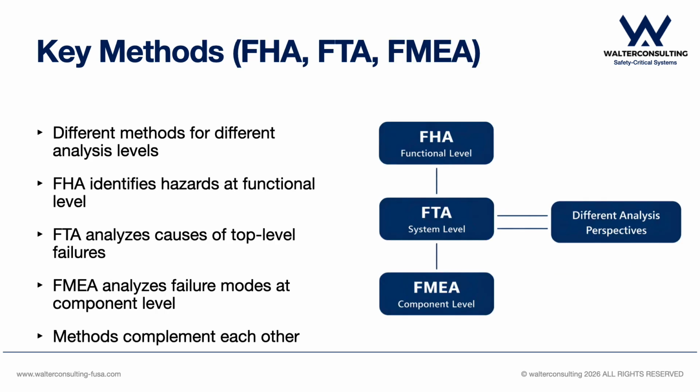ARP4761A includes several key methods. Each method focuses on a different level of analysis. FHA is performed at the functional level. It identifies potential hazards based on system functions. FTA focuses on system-level failures. It analyzes how different causes can lead to a critical event. FMEA looks at individual components. It identifies possible failure modes and their effects. These methods are not used in isolation. They complement each other and provide different perspectives on system safety.